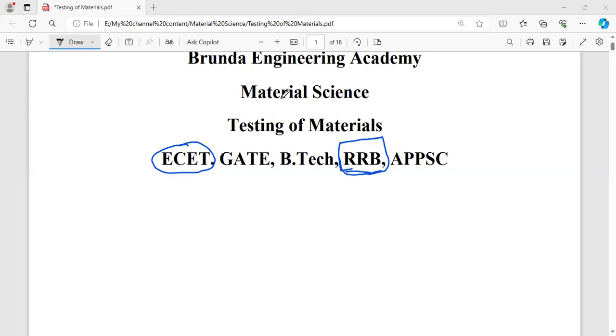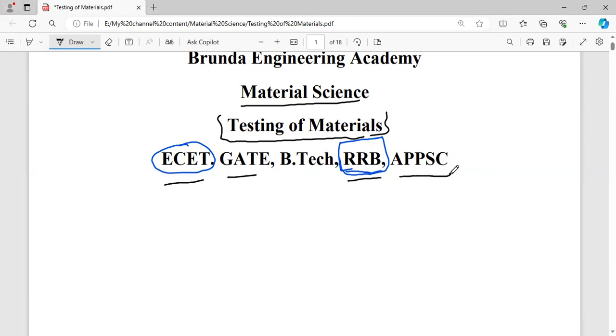In this video, we will continue the subject material science. In that material science subject, the testing of materials concept will be mainly helpful in competitive examinations, that is RRB, ECET, GATE and APPSC. In this video, I will discuss and explain only the keynotes and shortcuts used for the competitive examinations only.